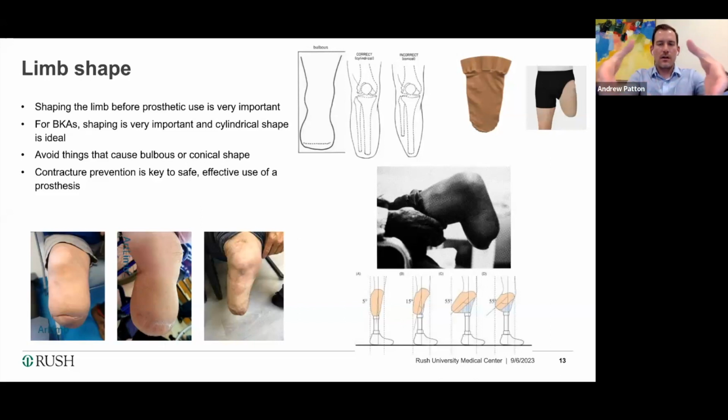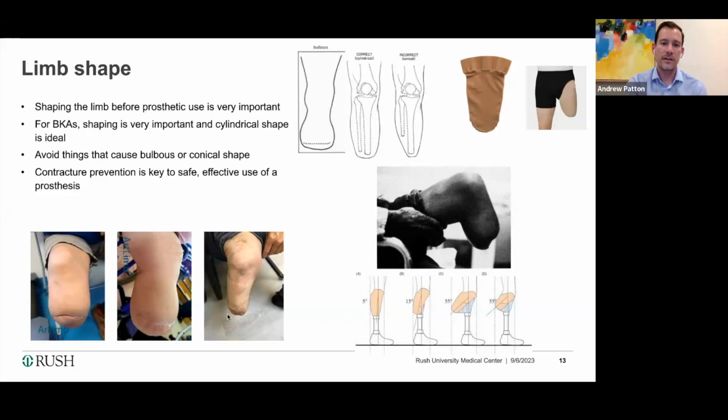If you think about it, the caliber of that socket has to be as wide as the widest part. And so if that distal part is big and you get it down in there, and now the top has all this room around it because they're bulbous, that's why that's not a great shape for the person.